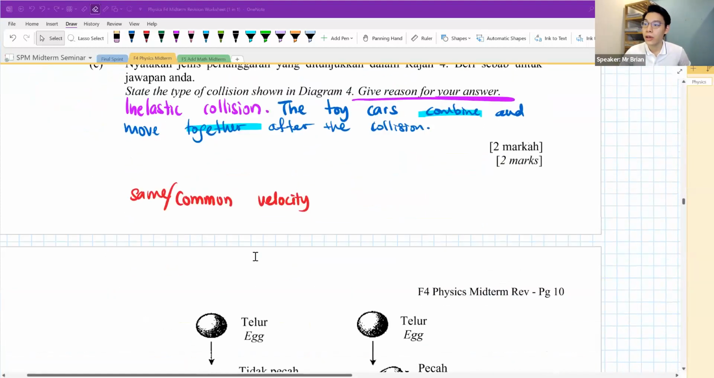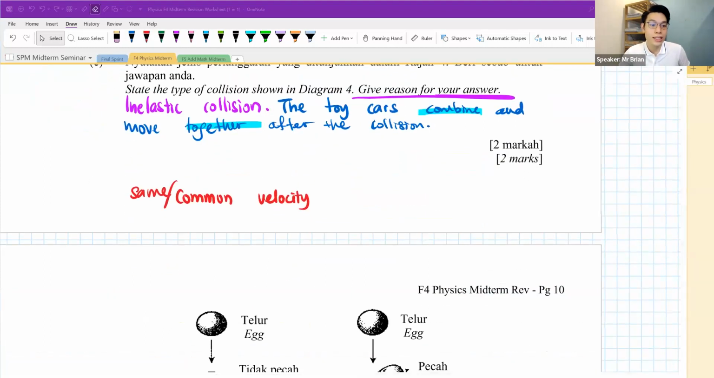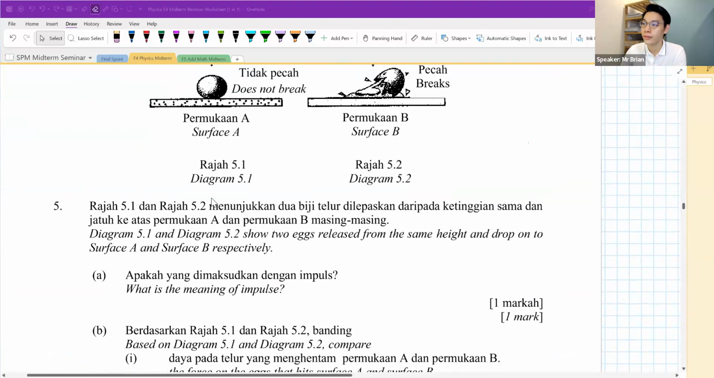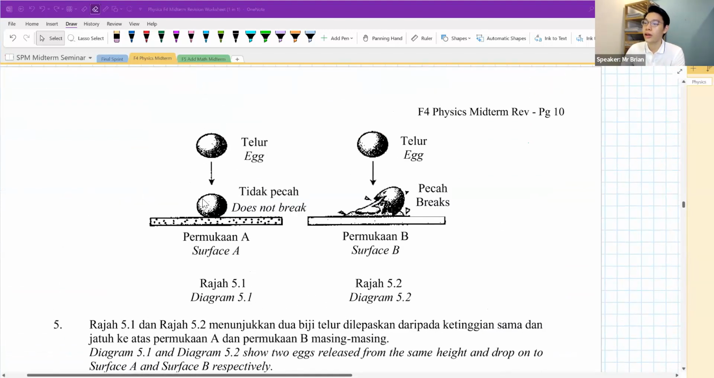Okay, now I'm going to move on to the next question. This next question is very popular. Let's see. It's a very good question. We got two different eggs. Oh, okay, I ask you all something. Do you all know what topic this is, or what physics concept this is talking about, just by the picture?